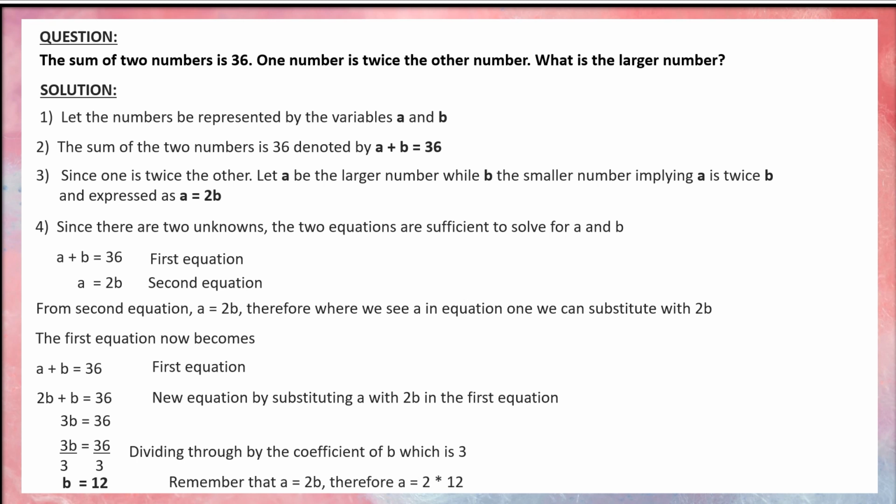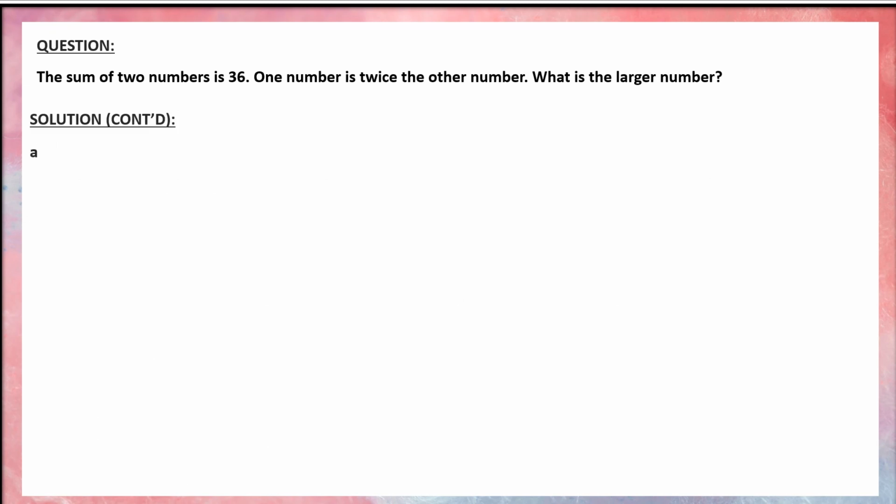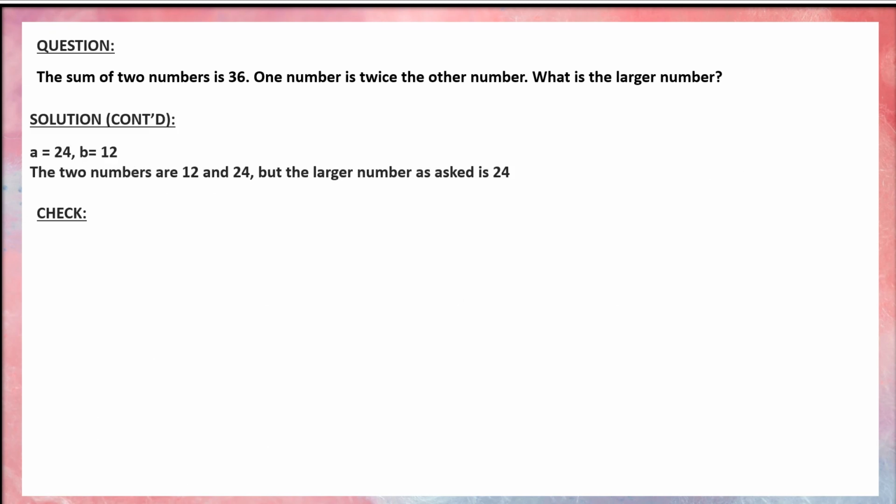So remember we said A is equal to 2B. So A will therefore be 2 times 12, because we already know what B is, which is 24. So from this we know clearly that A is 24 and B is 12. So the two numbers are 12 and 24, but of course the larger number is 24.